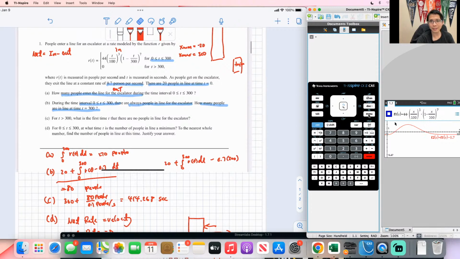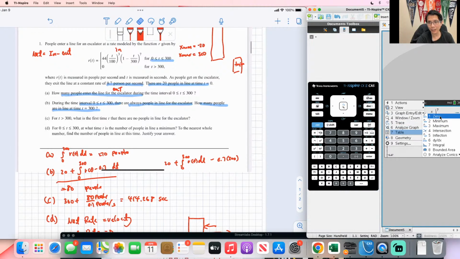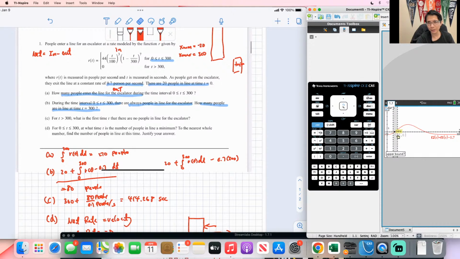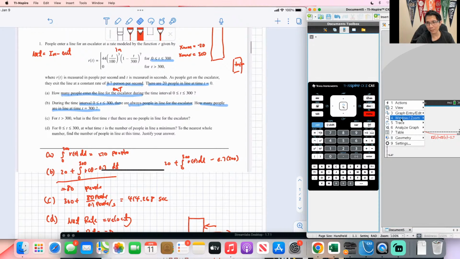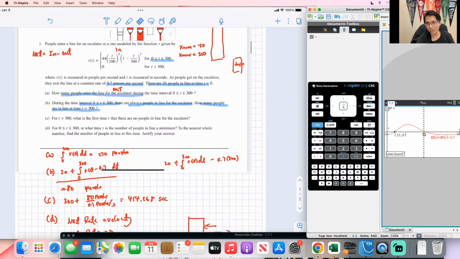So then you kind of have to say menu, and you're going to have to analyze the graph, analyze the zeros, going from here to here, and then you're going to get 33. You can even analyze the other one. It doesn't take a long time. So it's going to be 0. But this one's going to be the maximum, by the way. So this one's 167.